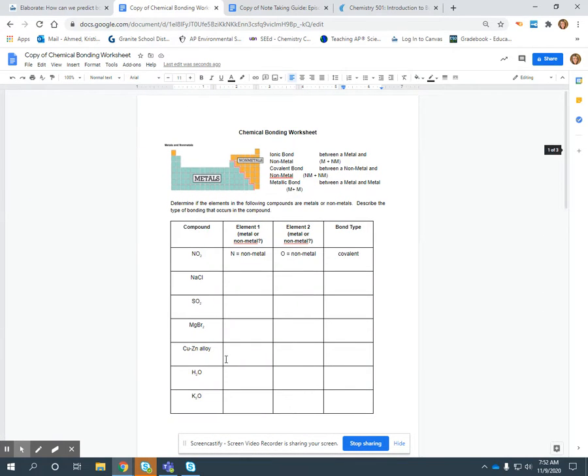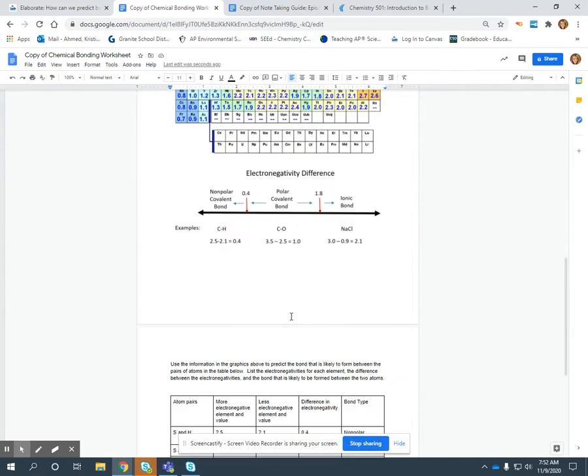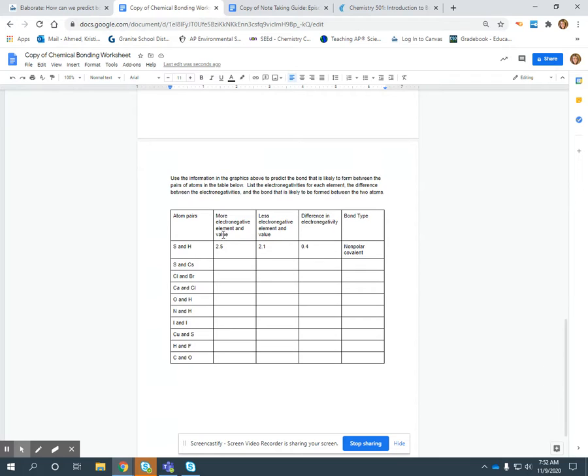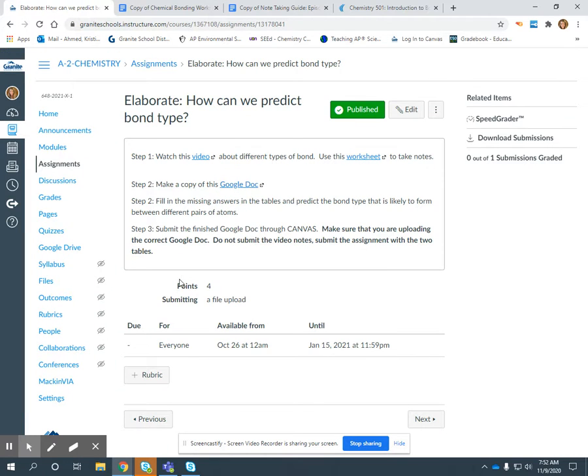Okay, so your task on this assignment is to classify it two ways: looking at the types of atoms that are bonded together, metals and nonmetals, or two nonmetals or two metals, and classifying it based on that pattern, and classifying bond types based on electronegativity difference. Again, the video that you watch will explain more about what this means. Once you have finished that worksheet, you're going to upload it to Canvas.